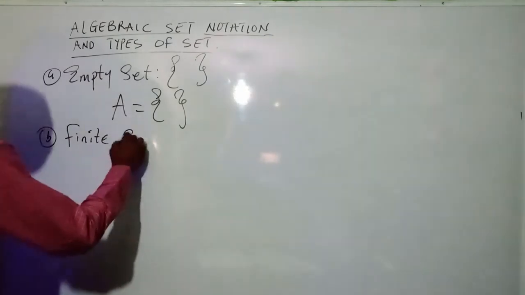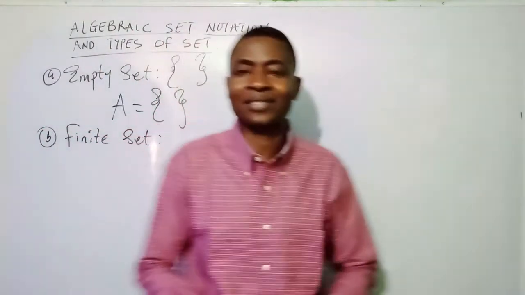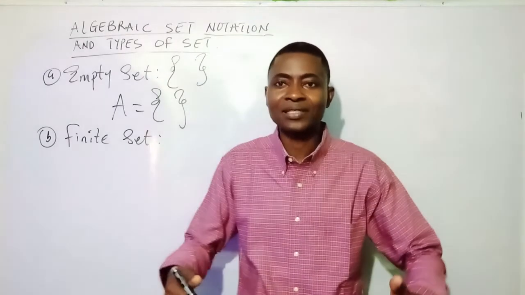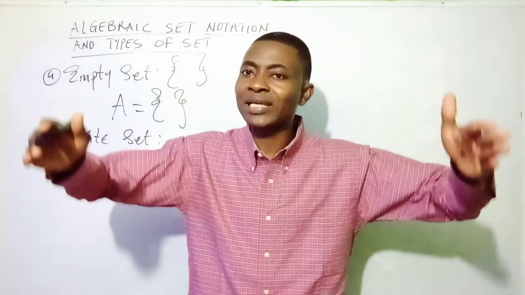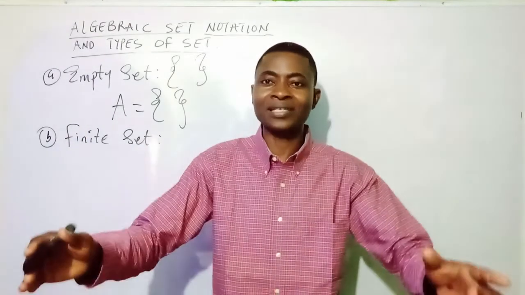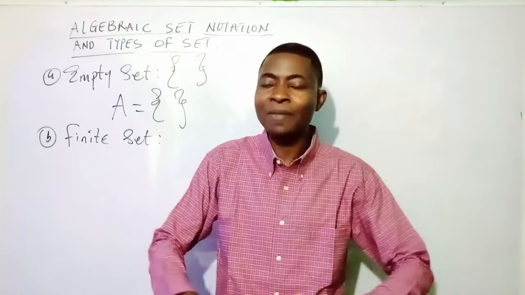A finite set. From the name, finite means that this is a set in which we can list all its elements. All the elements in that set, we know them and we can list them out.